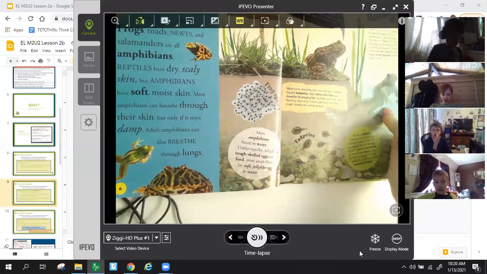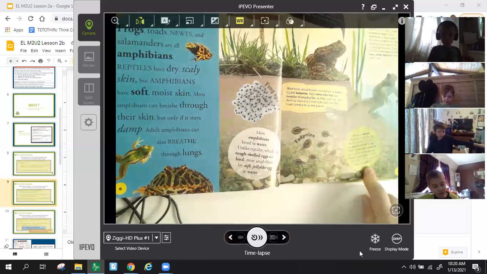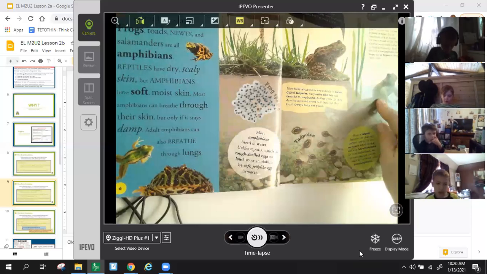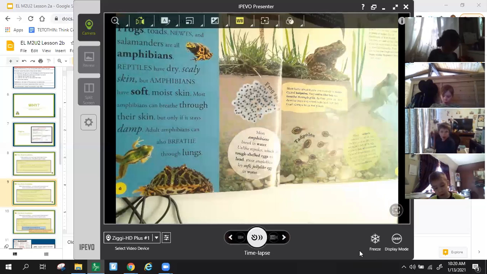Big difference, right? Big changes happening. That process, that metamorphosis, is quite large in a frog. We can really see the stages that frog goes through in its life cycle. All right. Okay.